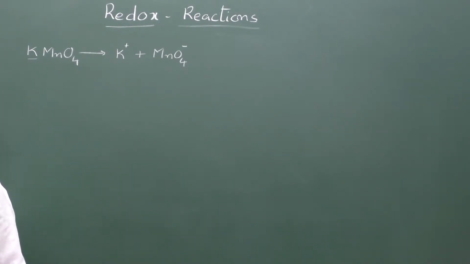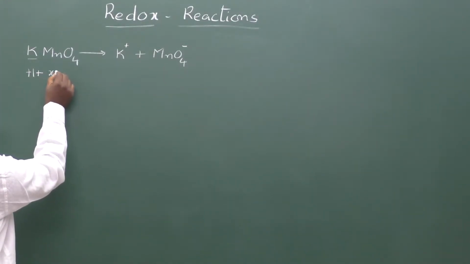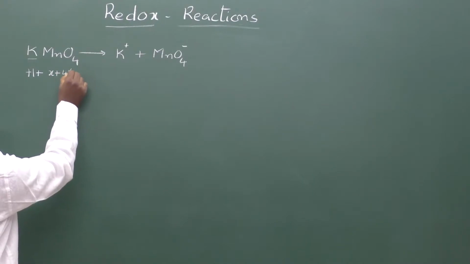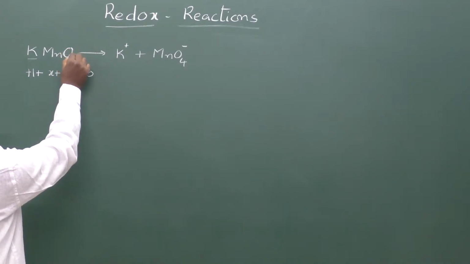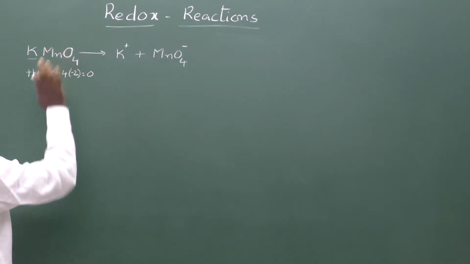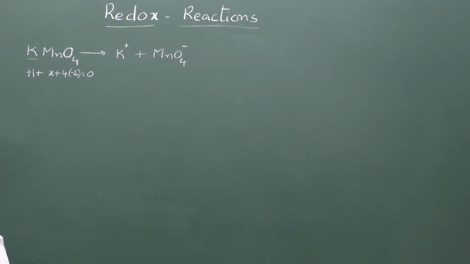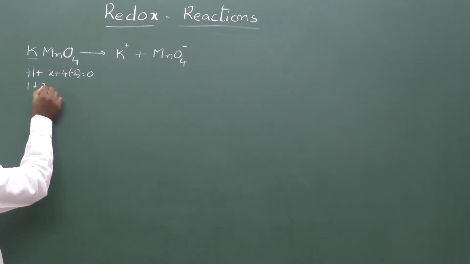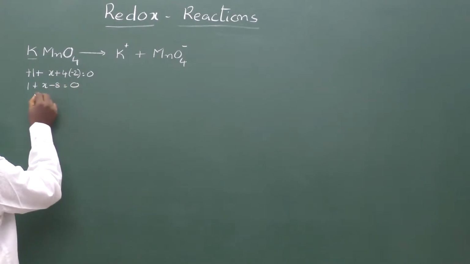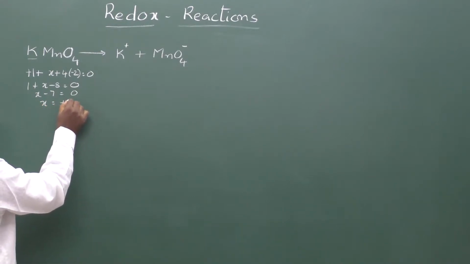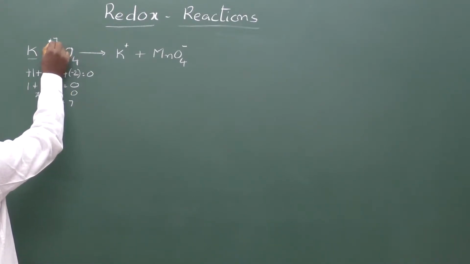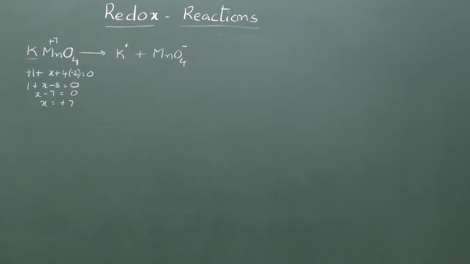Here potassium is a spectator ion, its oxidation state is +1, plus manganese oxidation state is X, and 4 oxygens are there, each oxidation state is -2, and the sum of the oxidation states of all these elements is 0 because this molecule is neutral in nature. So 1 + X - 8 = 0, X - 7 = 0, X = +7. That is what we calculated in the previous class. The oxidation state of manganese is +7.